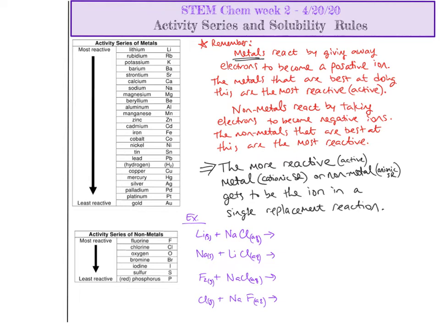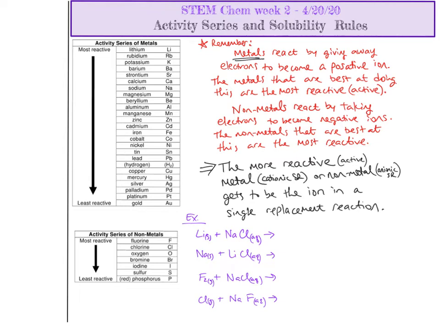But the thing to think about with these single replacements and using the activity series or reactivity series, it means the same thing, is that metals are going to react by giving away electrons. They become a positive ion. That's what they do. It makes them happier with their stable octet and all that good stuff. So the metals that are better at giving away electrons are going to be generally more reactive. You see those elements that are on the far left of the periodic table, closer to the bottom of the periodic table, usually, not always, those are going to be your more reactive metals, better at becoming an ion.